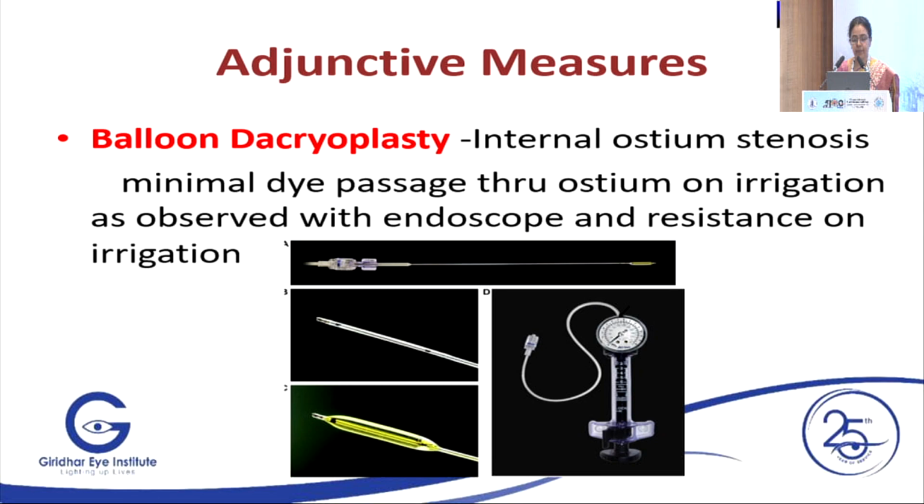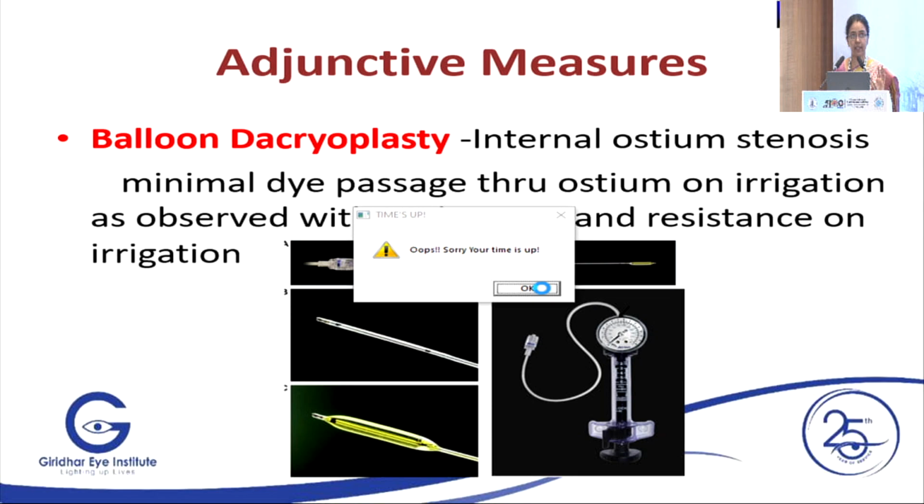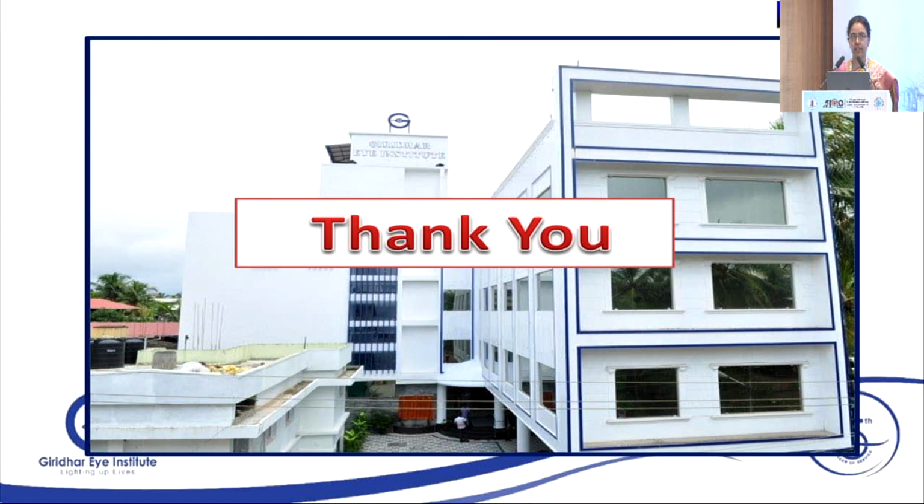So here comes the internal ostium stenosis. What do you mean by internal ostium stenosis? There is minimal dye passage through the ostium on irrigation, observed with the endoscope, and resistance on irrigation. In that case, we can use a Lacrica catheter to enlarge it. So to conclude, failed DCR is always a big challenge. A careful evaluation can give you very good results, and the patients will be very thankful if you do a great job. Thank you so much.